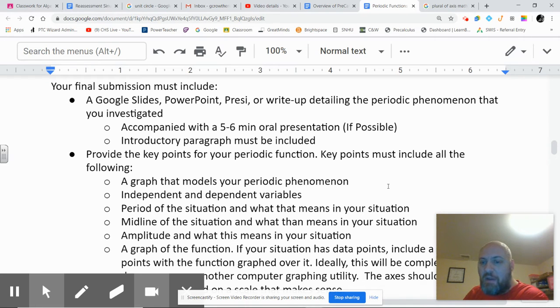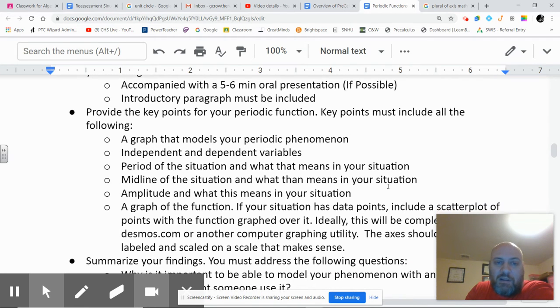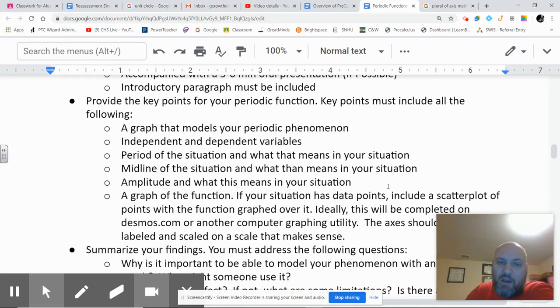You should have an introductory paragraph or an introductory, I don't want to say speech, but a verbal introduction, explaining your periodic phenomenon and an overview. So the key points we are looking for are a graph that models your periodic phenomenon, your identification of the independent and dependent variables, your identification of the period of the situation and what that means in your situation, the midline of your situation and what that means in your situation, and the amplitude and what that means in your situation.